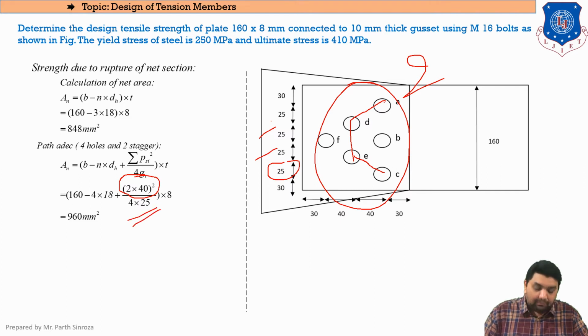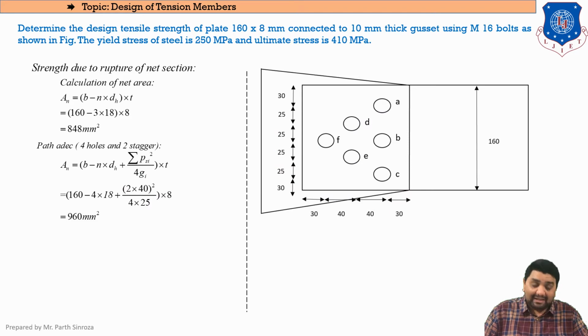So the denominator will be 4 into 25. Clear? In this way we will be solving our second AN, that is for path ADEC. It comes out to be 960.